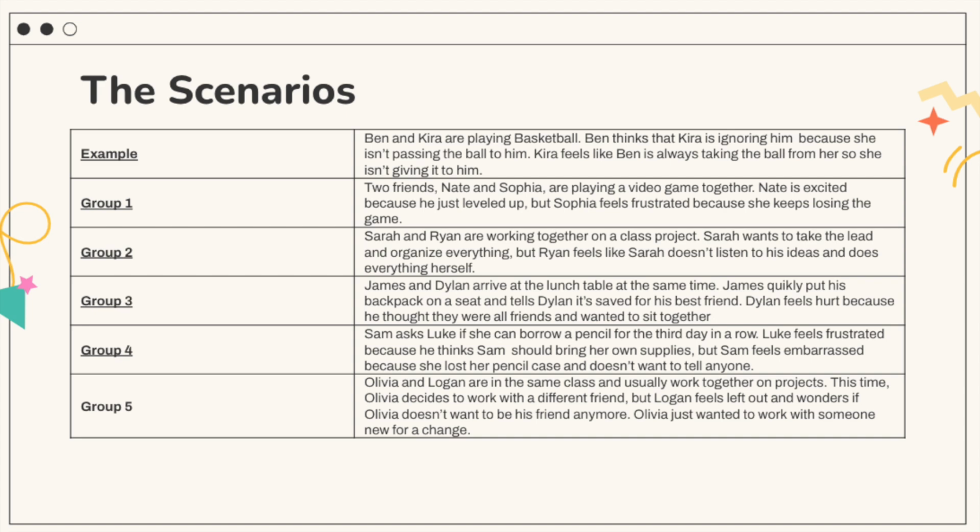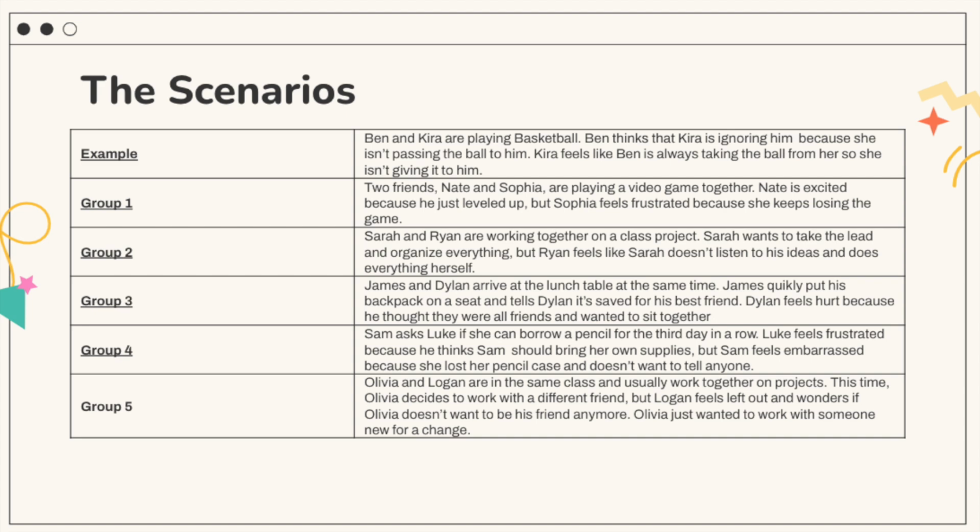Group 1 is going to have 2 friends, Nate and Sophia, are playing a video game together. Nate is excited because he just leveled up, but Sophia feels frustrated because she keeps losing the game. Group 2 is going to do Sarah and Ryan. They are working together on a class project. Sarah wants to take the lead and organize everything, but Ryan feels like Sarah doesn't listen to his ideas and does everything herself.